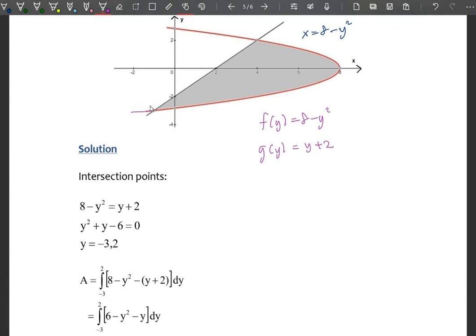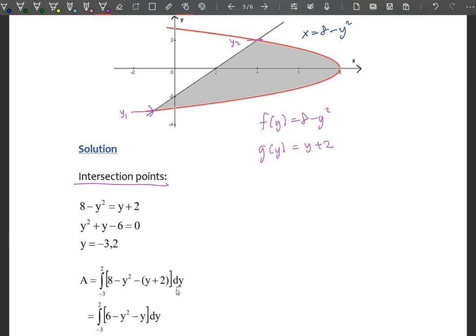This will be the lower limit, y1, and this is the lower limit, y2. So how to find it? We use intersection points. Equate both functions, and you will find the intersection points, which are -3 and 2. So we integrate from -3 to 2.